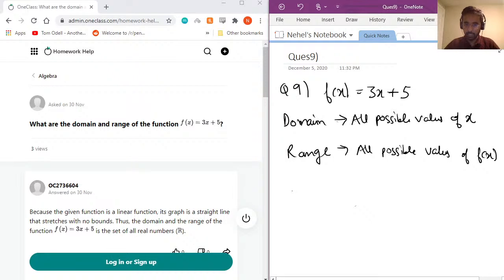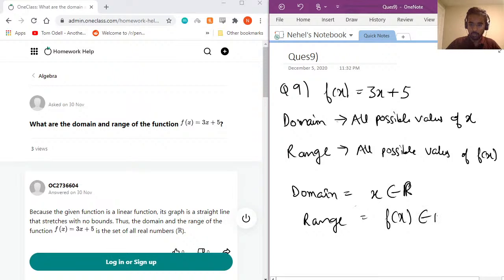So we would say domain is equal to x belonging to all real values, and range would also be equal to f of x, which belongs to all real values. So for no value of x are we getting a value of f of x where it does not exist. So it's a continuous function.